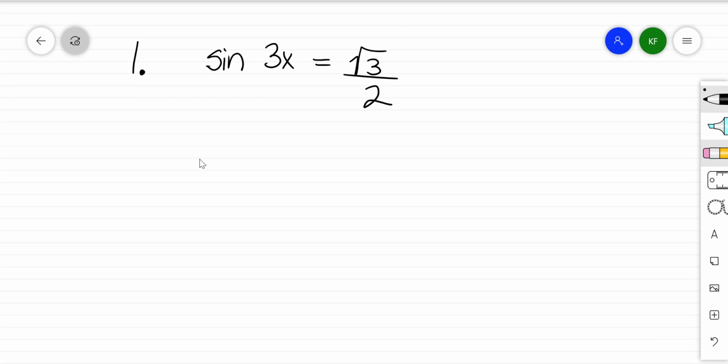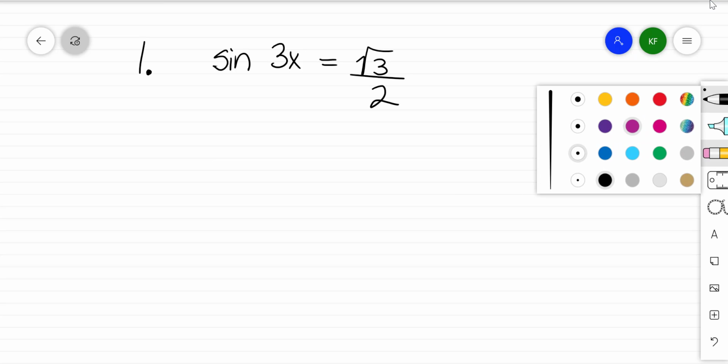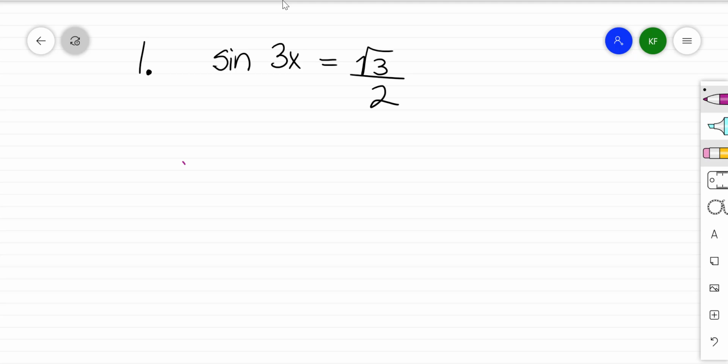We want to solve for x. So what we want to do, to remind you, is we're going to solve this equation as if there was no 3 in the front. We're going to solve it as sine x. So we're going to think this is the case, not that it is the case.